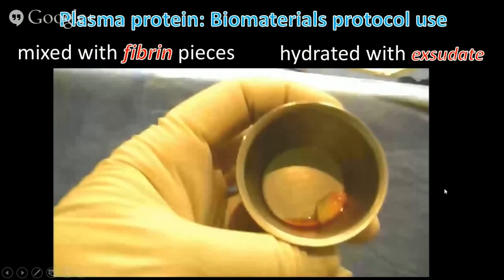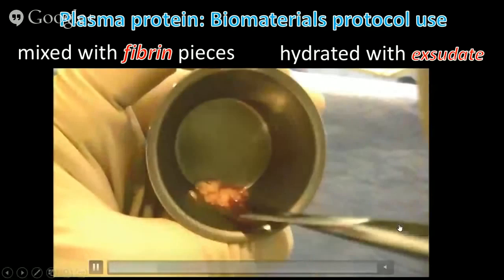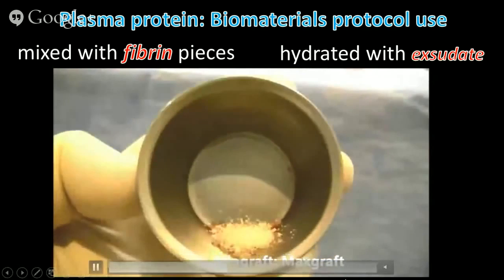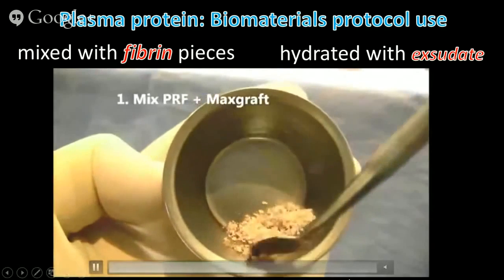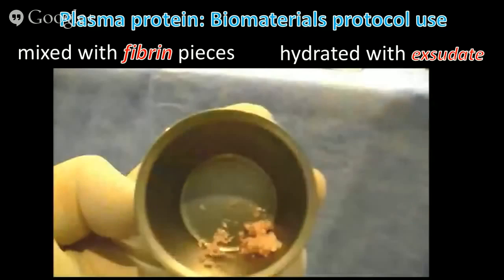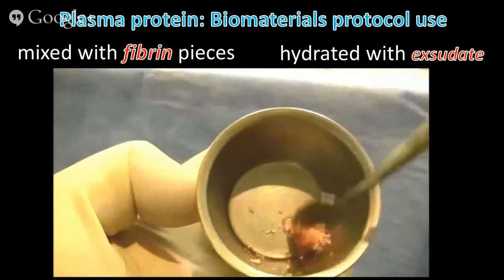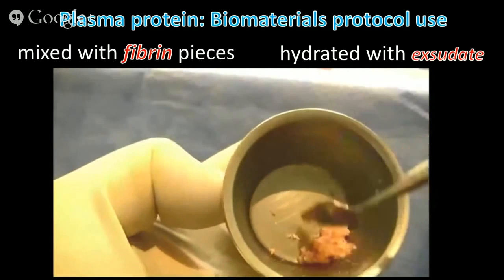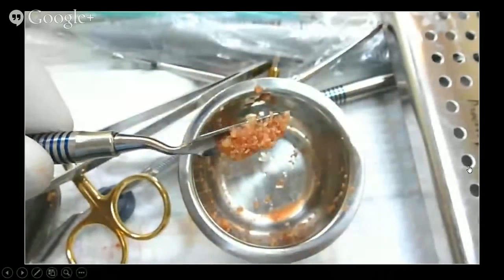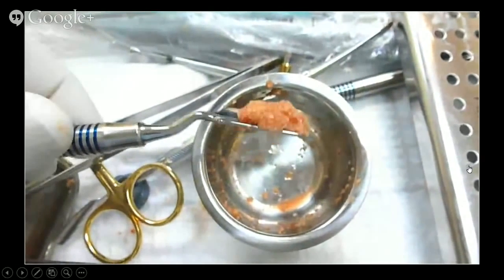We need to cut the fibrin first in small pieces. And then we will add the granules. We mix the granules with the fibrin. It's dry, but it doesn't matter. We will add the exudate from the box in place of the saline solution. It's better to use the exudate. And then we mix the granules with the fibrin pieces and the exudate. And what we will have is a sticky ball.